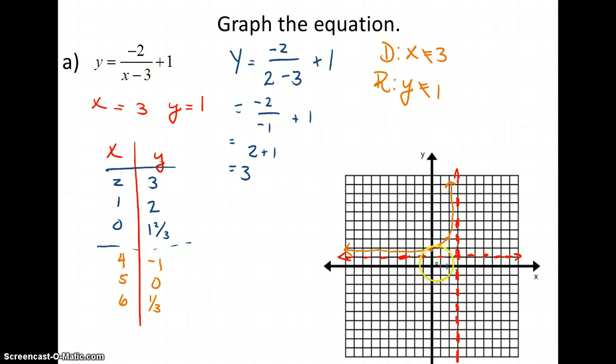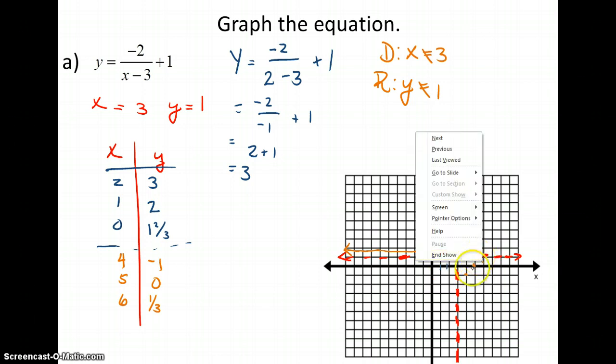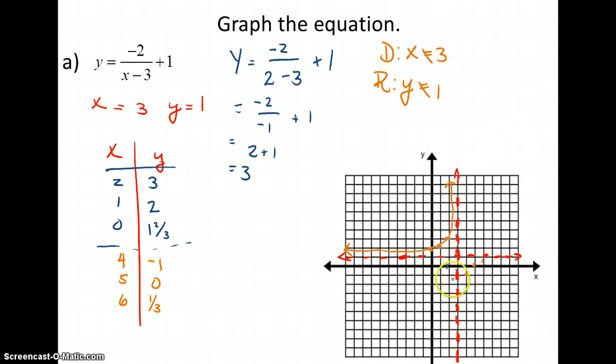So we have 4, 1, 2, 3, 4, and negative 1. Look, I graphed that one correctly. Yes, good job. And then 5, 0. So this one's 4. 5, 0 is right here. And then 6 and 1/3. This is going to be right here. It's not going to cross our asymptote. So let's draw our branch. So it's going to go really close. And we're going to curve like this. Very good.